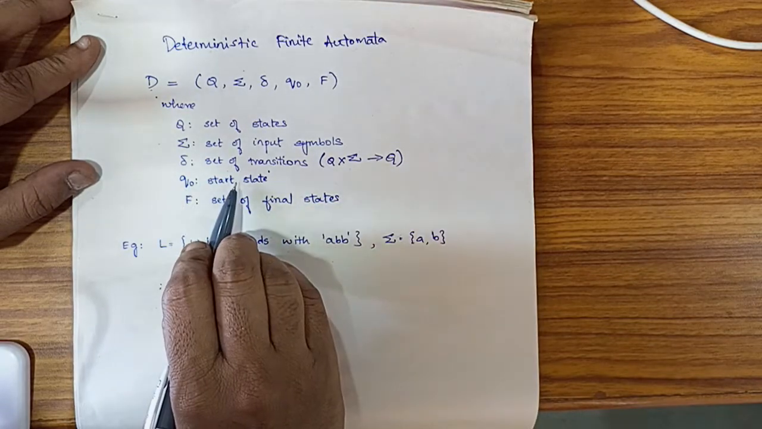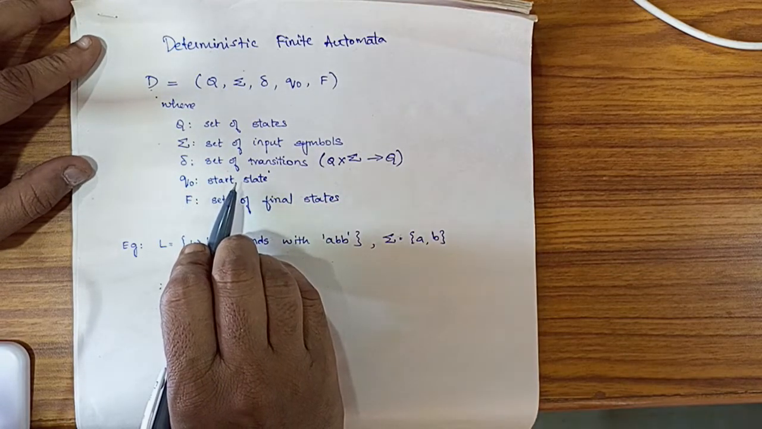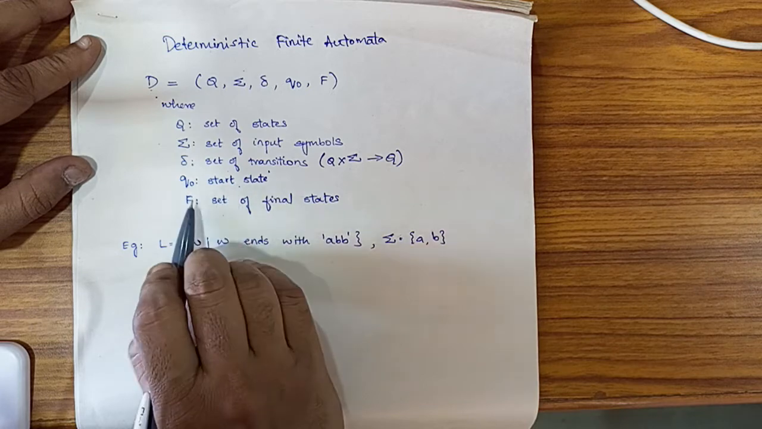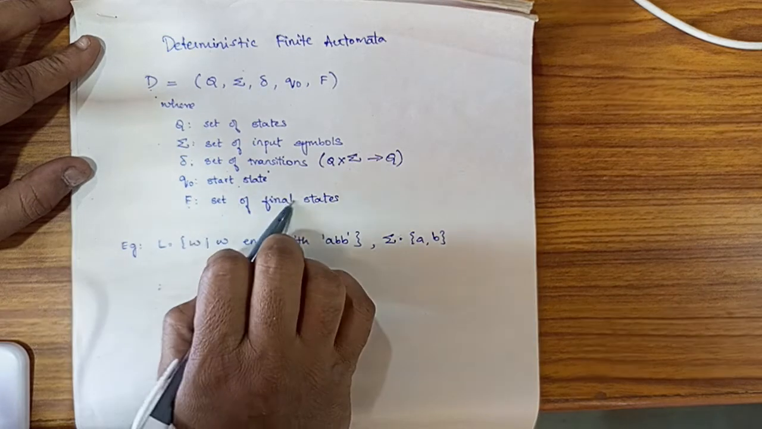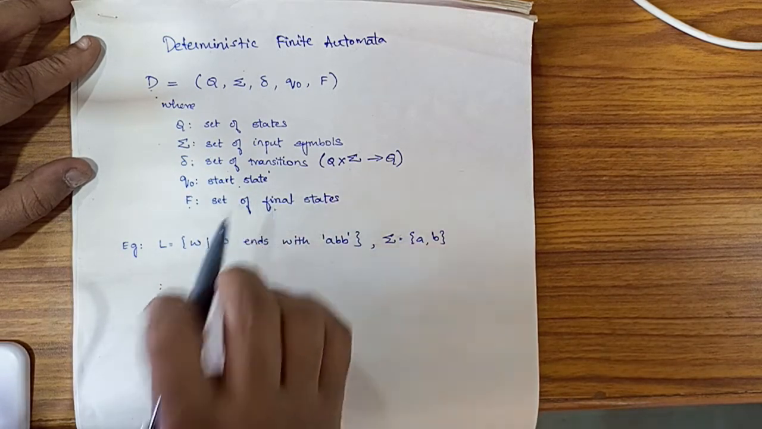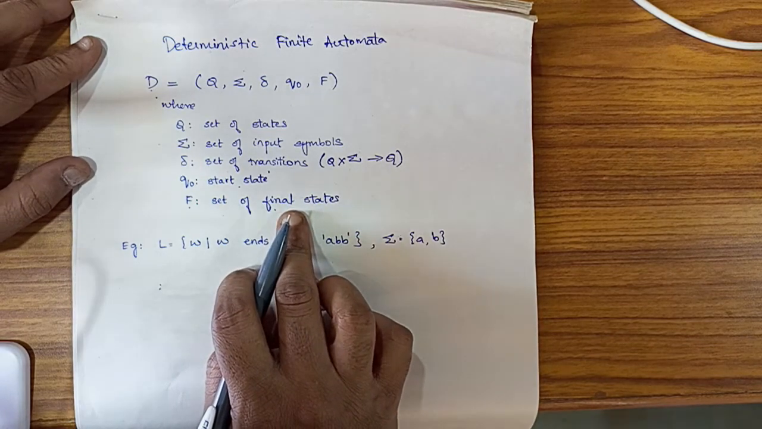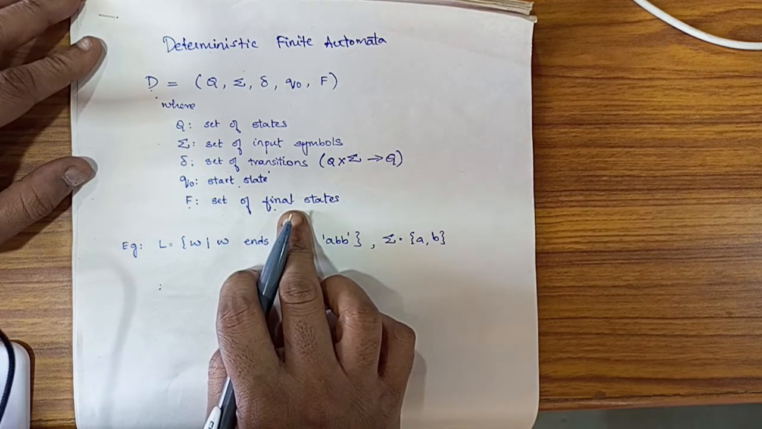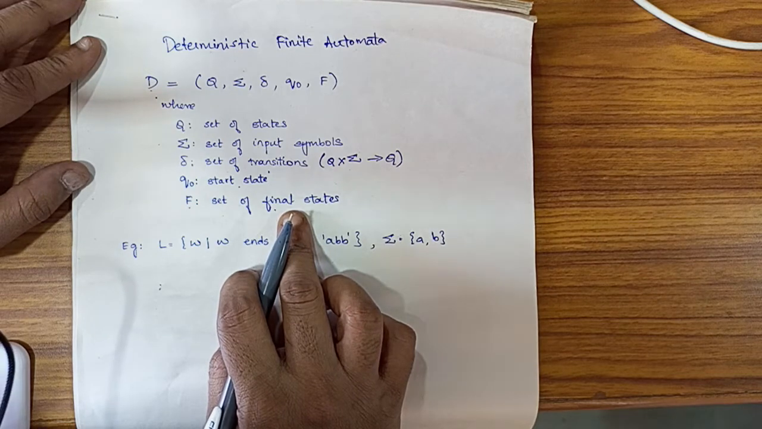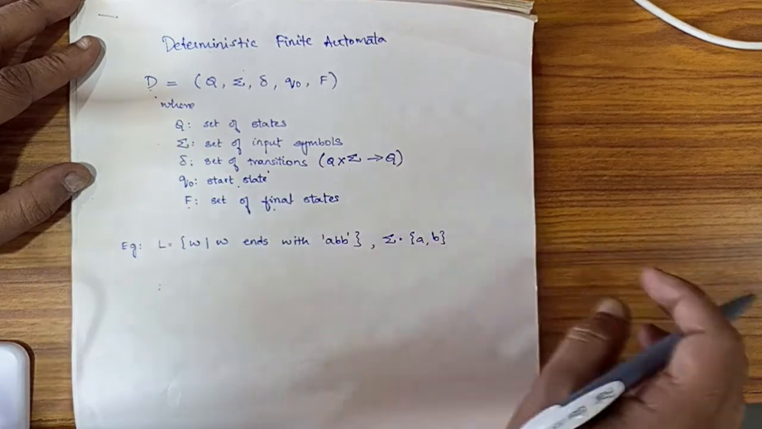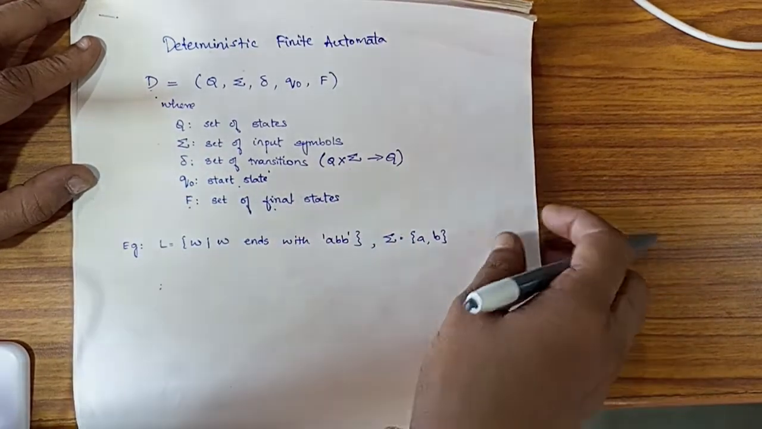Q naught is the start state. There will always be only one start state in a finite machine. And F is the set of final states. There can be one or more. There has to be at least one, unless we are accepting the empty language, or null language, we'll come to that later. Okay. So a set of final states.